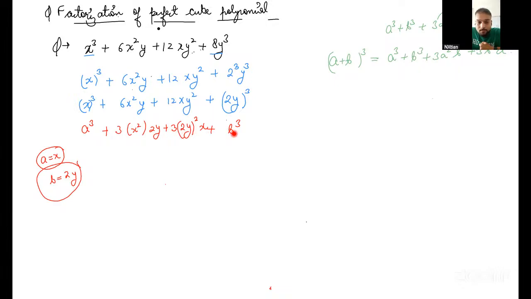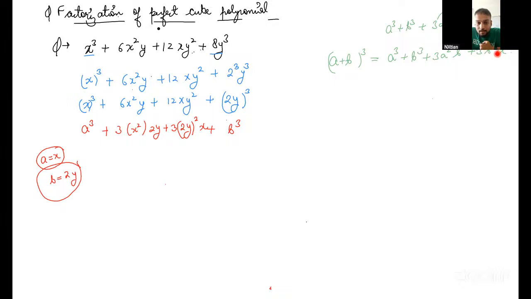Understood? No. Wait, how did you do the second one, like 3 into 2y square into x? See, we have 3b square. Now, what is b? B will be like, in that... x? No. Check, I wrote. A is x, b is 2y. Okay. So 3b square a is 3 in bracket 2y square, because b is equal to 2y, into a, which is x.